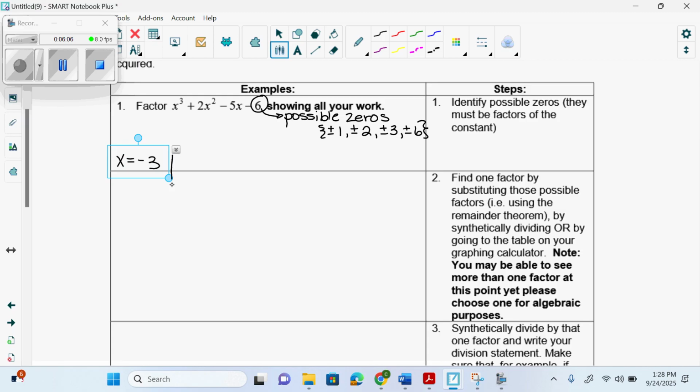Then I'm going to make an L. This is my synthetic division symbol. The L has to be large enough that I can put one row of numbers at the top and one row of numbers at the bottom before I hit the line. So there has to be numbers here and be able to put numbers here.